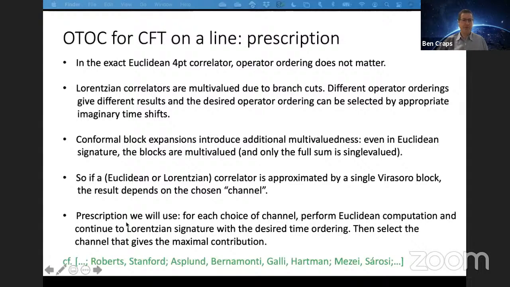And the prescription we will use, building on earlier work that I mentioned here, is that for each choice of a possible channel, you first perform the Euclidean computation. You then continue to Lorentzian signature with the desired time ordering, which will be an OTOC in our case. And then the prescription is that you have to select the channel that gives the maximal contribution. There was some confusion about this in some of the previous work. If you don't do it, you get unphysical results.